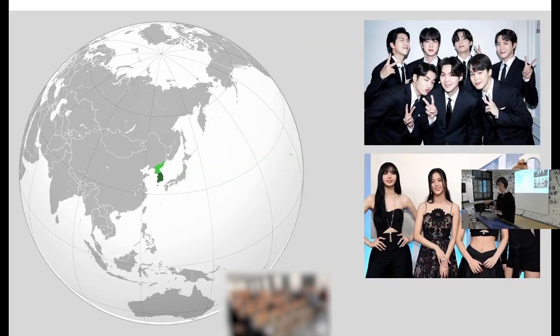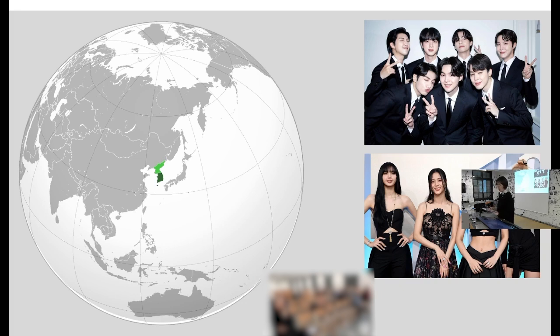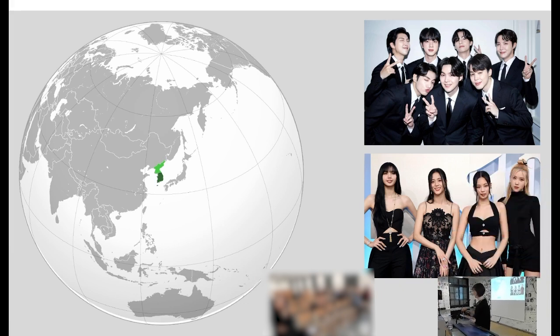So, I don't know whether you're familiar with these groups here. South Korea is a very strongly centralized country. You see South Korea on the map. Of course, I'm from the south and not from the north. I'm not sure how South Korea is perceived by people here.